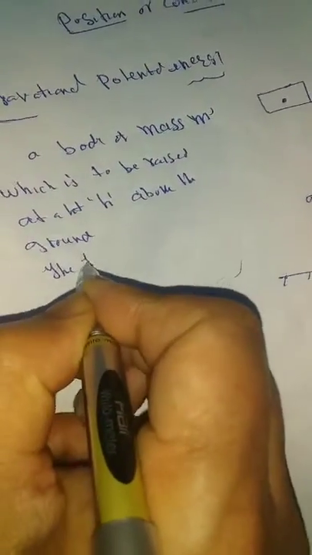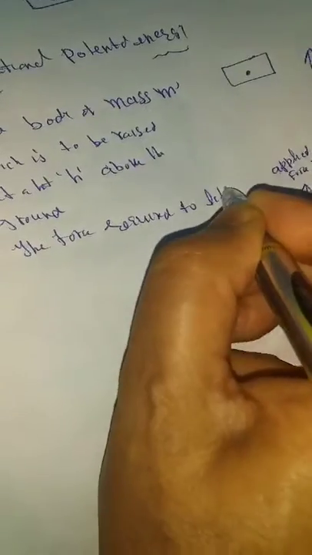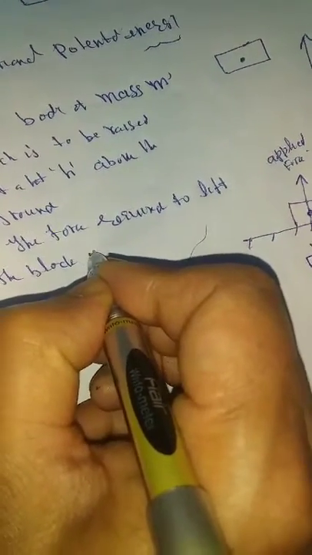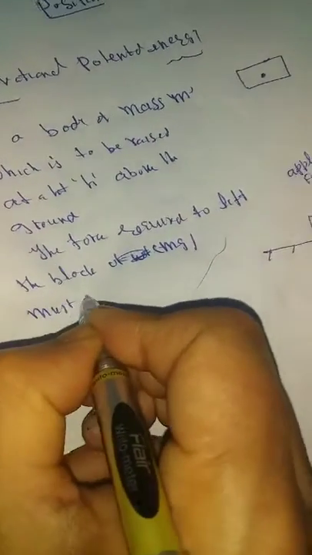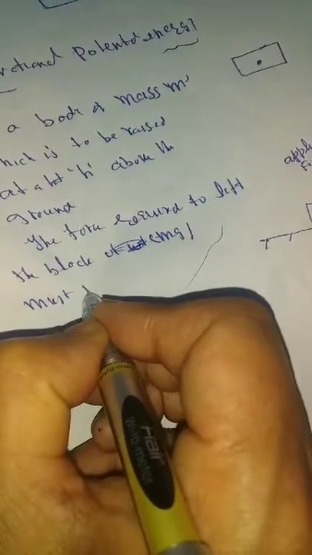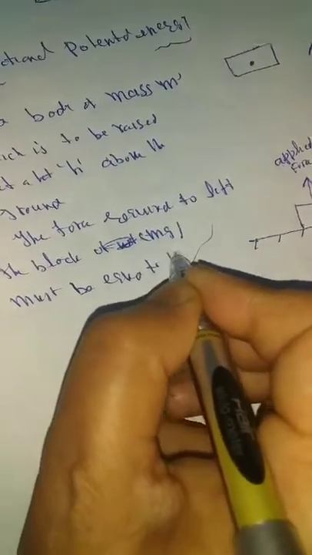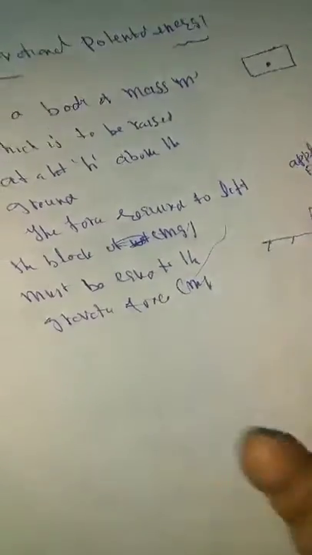F is the applied force. That means the force required to lift the block of weight mg must be equal to the gravitational force. The applied force has to be equal to mg. That means I have to apply force equal to mg.